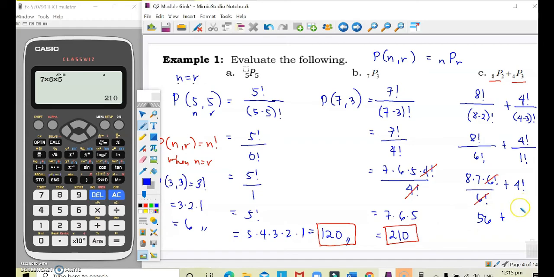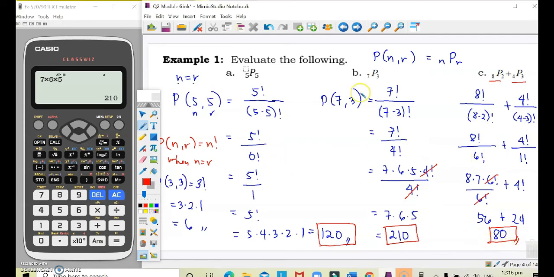factorial, which is 4 times 3 times 2 times 1, which will give us 24. 56 plus 24, we have 80. Okay, so that means the answer for the given expression is 80.